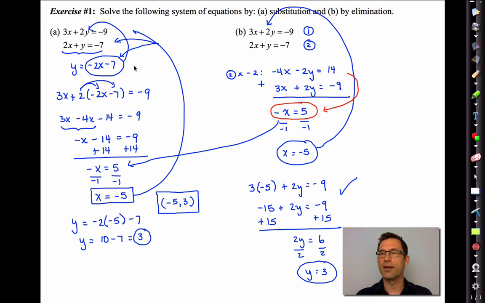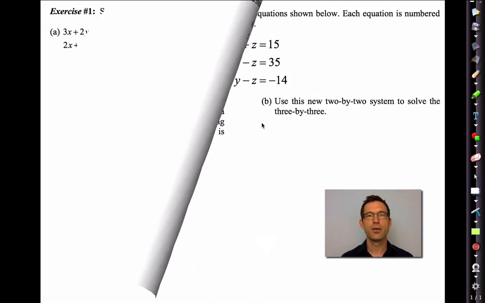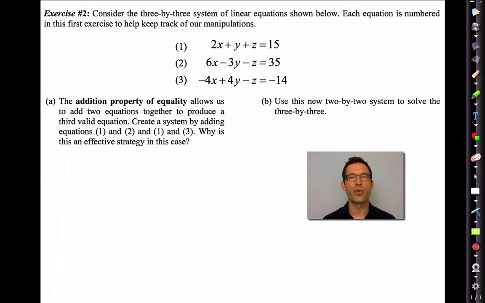All right, we're moving on. Let's do a 3x3. There it is, a 3x3 system. I've already numbered the equations. Notice we've got three variables. We've got x, we've got y, we've got z. It's all good. All right, and I'm really going to walk you through this first one.